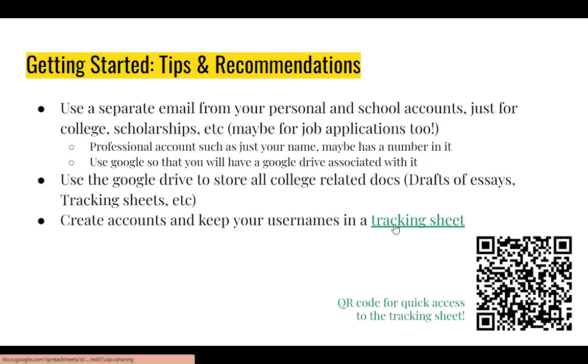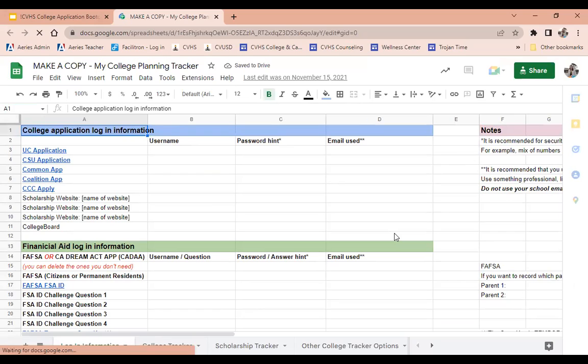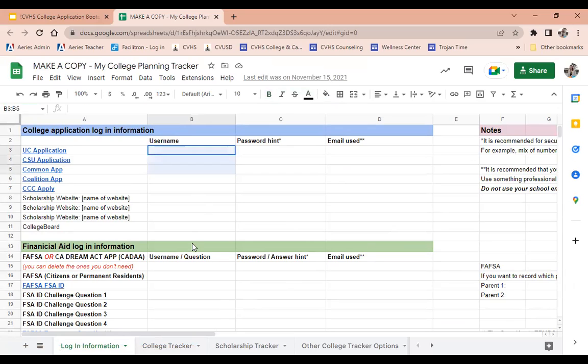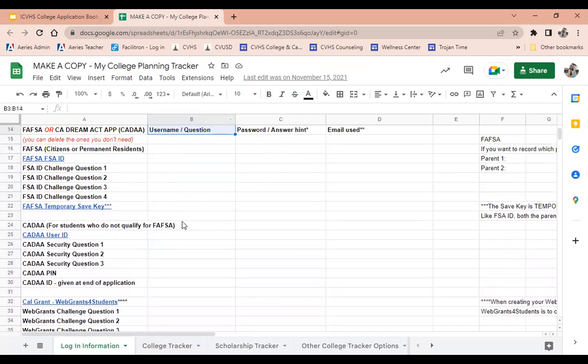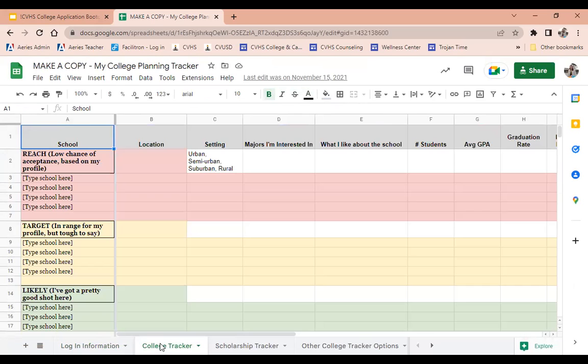We do have a tracking sheet as well. So again, we will be sharing this presentation with you so you don't have to worry about the links. You'll have access to them. So this is a great place to keep track of all of your usernames, maybe which email you used for it. So that's what the first tab is. On the second tab, you can list colleges that you're thinking about. You can change the headings of the columns based on what's important to you. So maybe location's important. I like column E, what I like about the school. So that's for you to remember and remind yourself later on why you put that on your list.